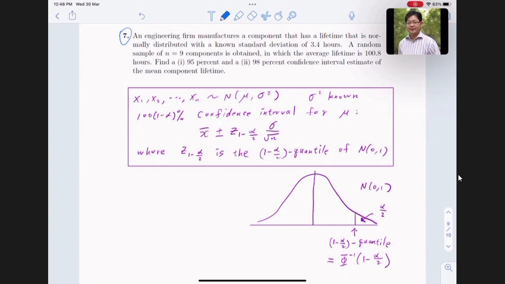Now, in this question, we already have the sample mean here, which is equal to 100.8. And we are also given the standard deviation, which is 3.4. And the sample size is also given. So we have most of the ingredients for this calculation. The only thing we need to determine is this quantile.